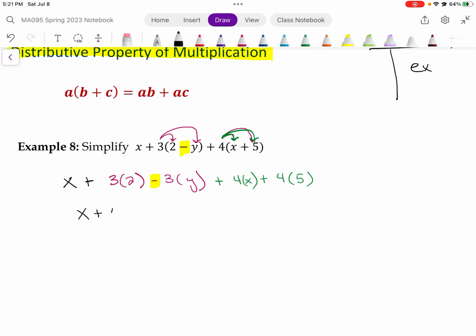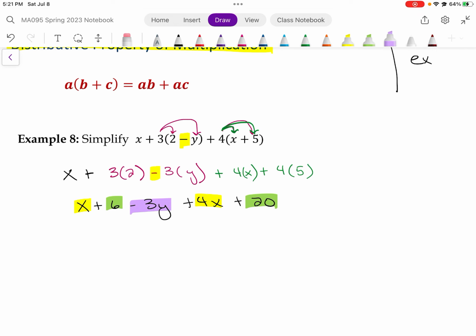So we've got x plus 6 minus 3y plus 4x plus 20. All right, so I've got x's, and I've got constants, and then I've got this minus 3y that's going to be by itself. All right, so let's put the two yellow ones together. So I've got this x and this 4x. Remember, that's a 1x, so this is 5x. And then constants, usually we write them last. So let's do that last. So we've got minus 3y, and then we've got 6 plus 20 is 26.